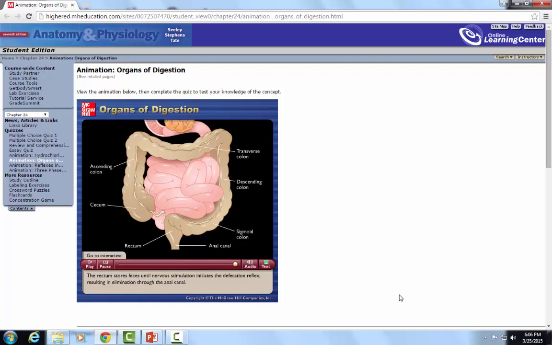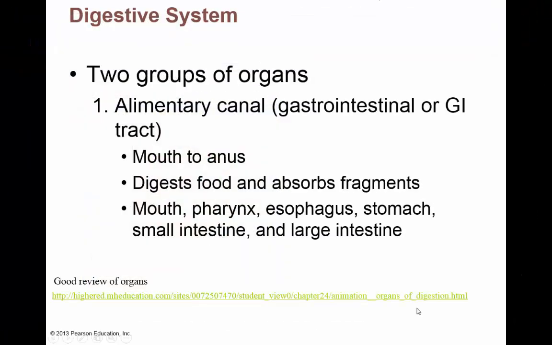So we're going to go through all that in a lot more detail. But that's a nice basic little reminder of the different organs that all play a part in the digestive system itself.